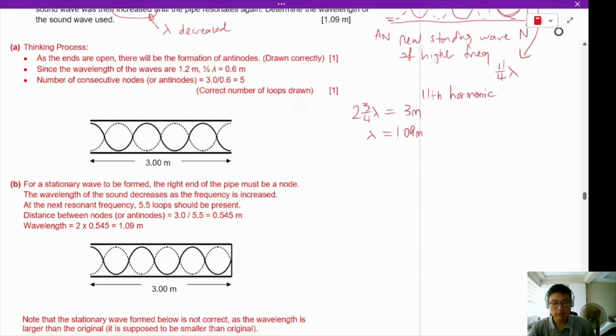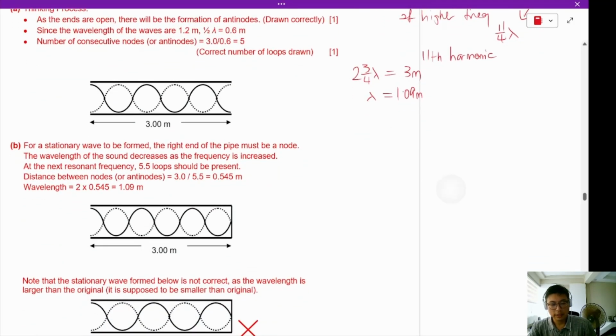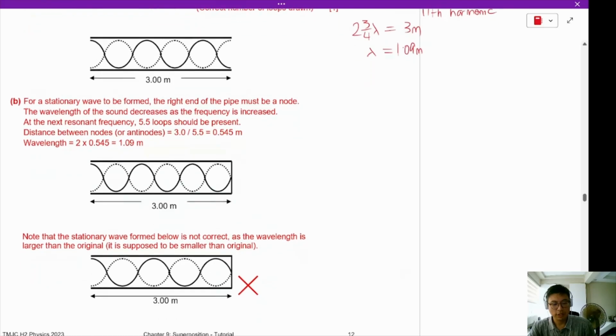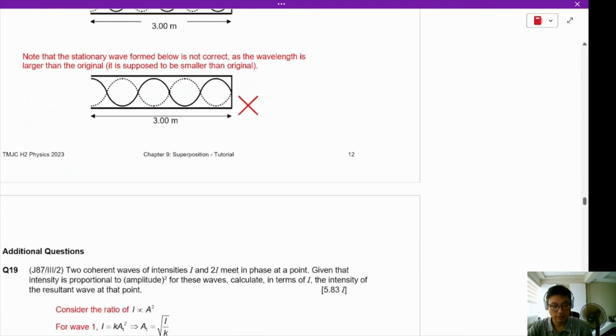Over here you can see the thinking process for the stationary wave to be formed. For a stationary wave to be formed, the right end of the pipe must be a node, so the wavelength is squashed. So basically, 2 and 3/4 wavelengths are present. You cannot extend the wavelength because they say that the frequency increases, not decreases.